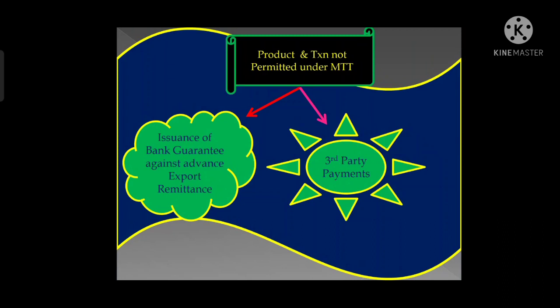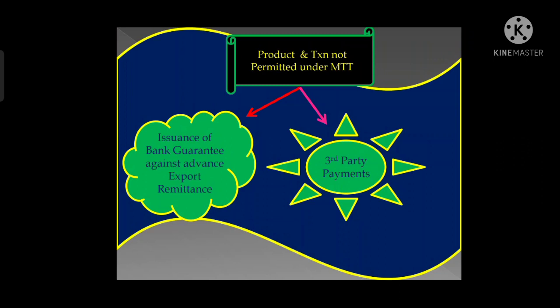And what are the products or transactions where merchanting trade is prohibited? Wherever the advance against export is received, then a bank guarantee can't be issued against that. Wherever we have received the advance against export, meaning the export leg is received, the bank guarantee can't be issued. Third party payments as well as agency commission payments are also not allowed.